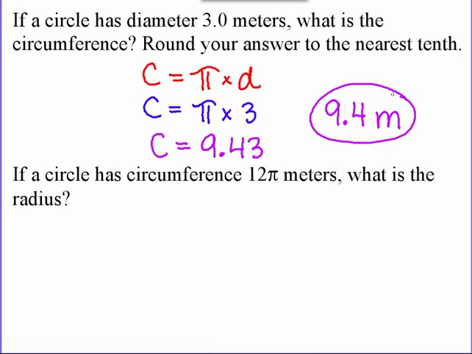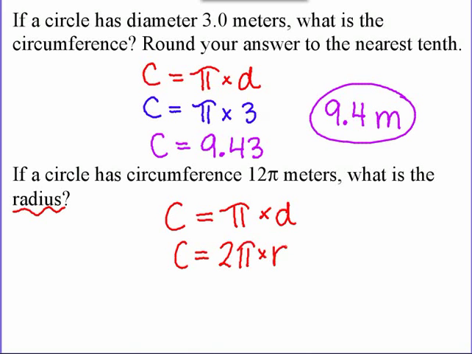Okay, let's look at this next one. This next one says if a circle has circumference 12 pi meters, what is the radius? So once again, we have C equals pi times D, but this one asks us for the radius. So I'm going to use the formula C equals 2 pi times r. Okay, that's the formula I'm going to use. Let's plug in what we know. We know that the circumference is 12 pi, and that's going to equal 2 pi times r.